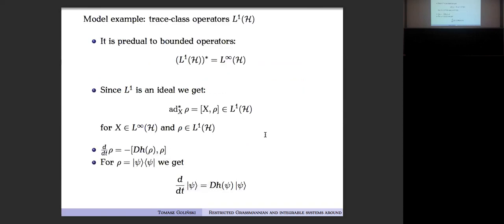So the model example for this one, which comes from this paper by Pavel Bona, is the trace class operators. I'm shortly repeating again what Daniel already said. It is pre-dual to all bounded operators on Hilbert space. And for example, if one takes some function H on L1, the equation you get as an equation of motion is like this.